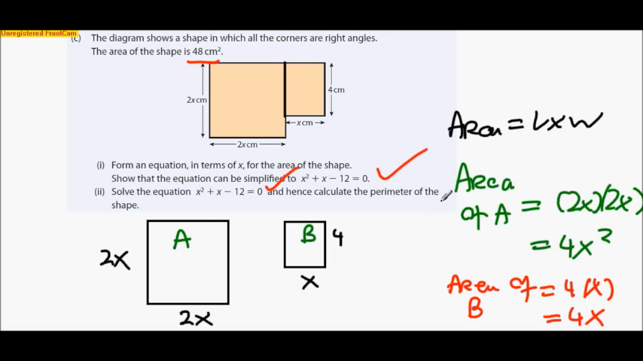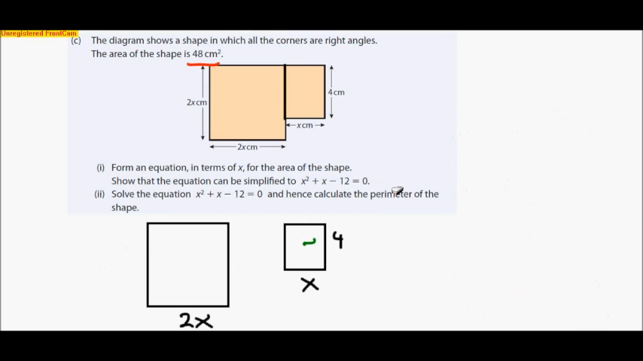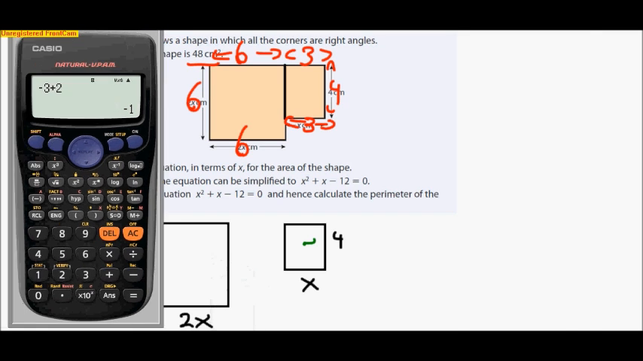Hence calculate the perimeter of the shape. We know that x equals 3. So what we can do now is go back to the top, and this is going to be 2 times 3, and 2 times 3 is 6. So this is going to be 6, this is going to be 6, this side from here to here is 6, this side from here to here is 3, this side from here to here is 4, and this is 3. So all that we've got to do is add them up together.